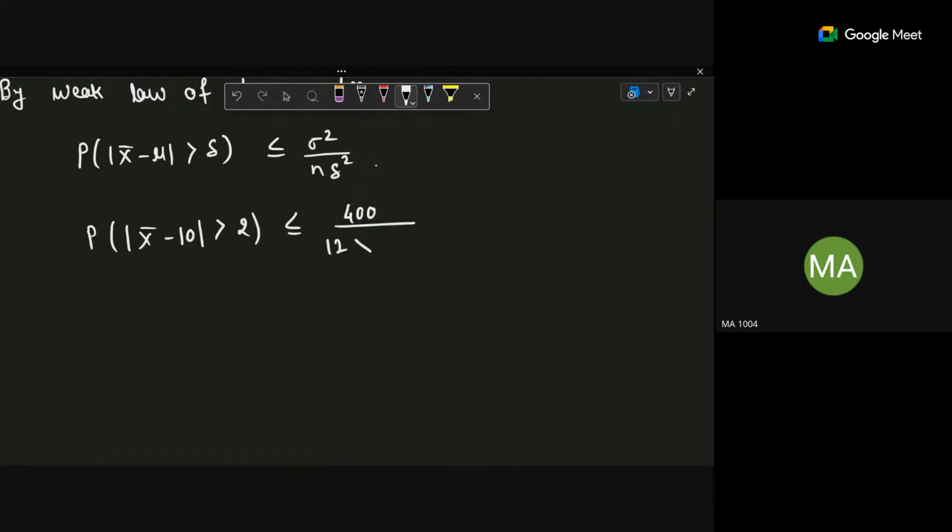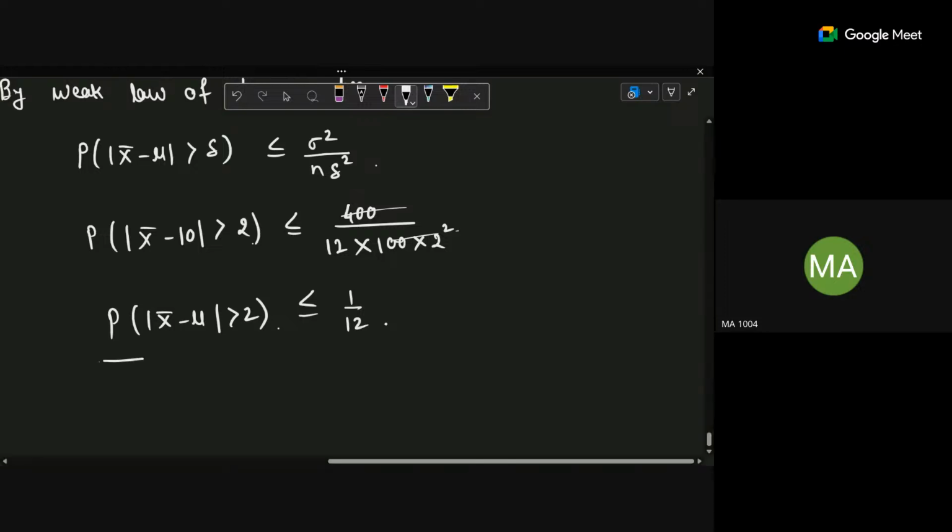What is n here? 100. And delta square is 2 square, so it is 4. So the 400 cancels, and it is 1 by 12. So the probability that the difference between x bar and mu is greater than 2 is less than or equal to the upper bound, 1 by 12. Okay, understood?